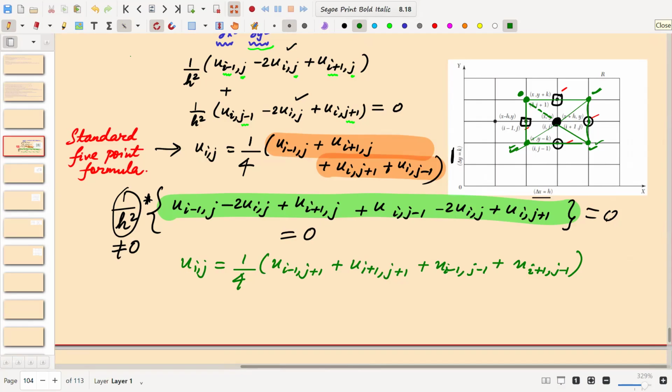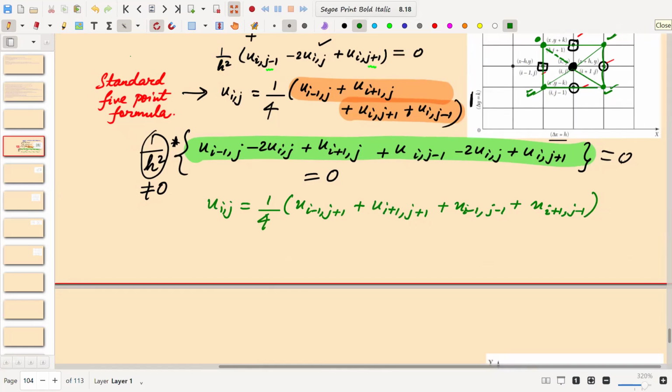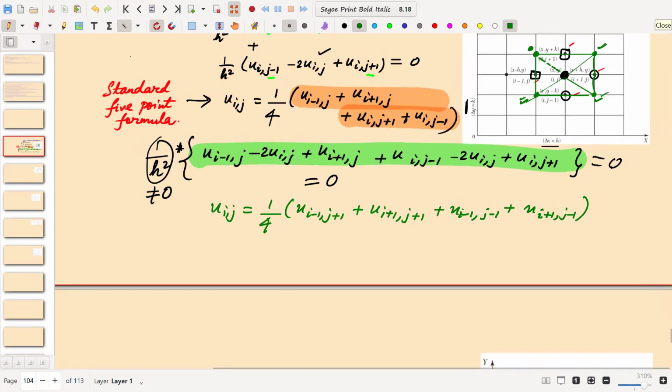This is also a formula to compute the Uij value. And this is known as the diagonal 5-point formula.